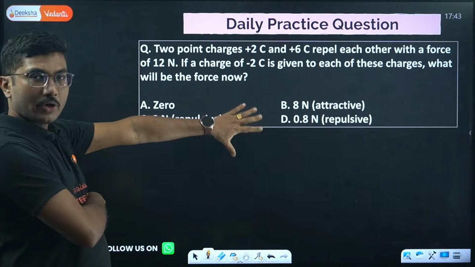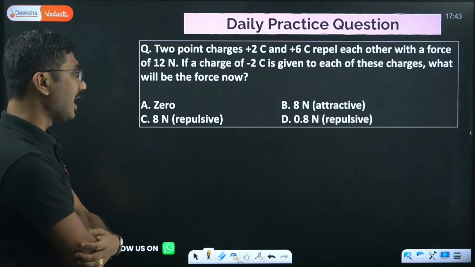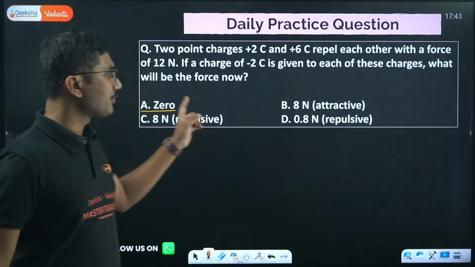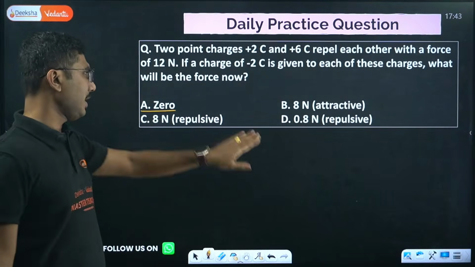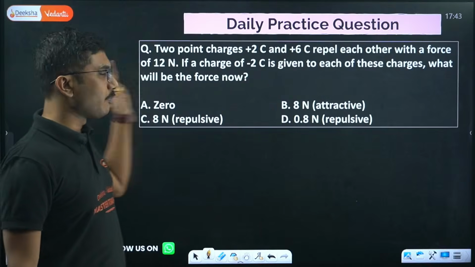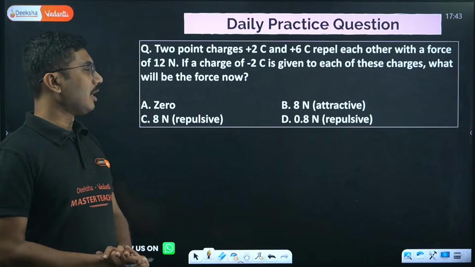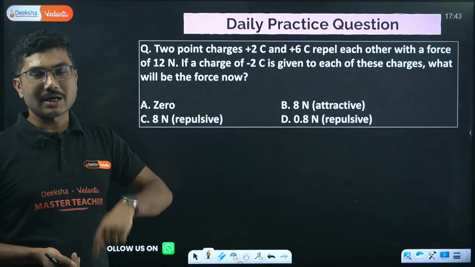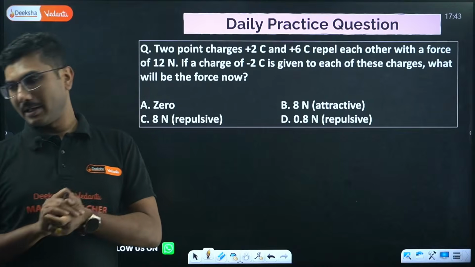So this is a homework. Solve this homework and mention the answer: option A 0, option B, option C, option D. Mention the option as well as the correct answer. If possible, I will discuss the solution in our next class. I will give you at least the solution for that. But if you mention it in the comment below, I will definitely check and I will definitely reply back.